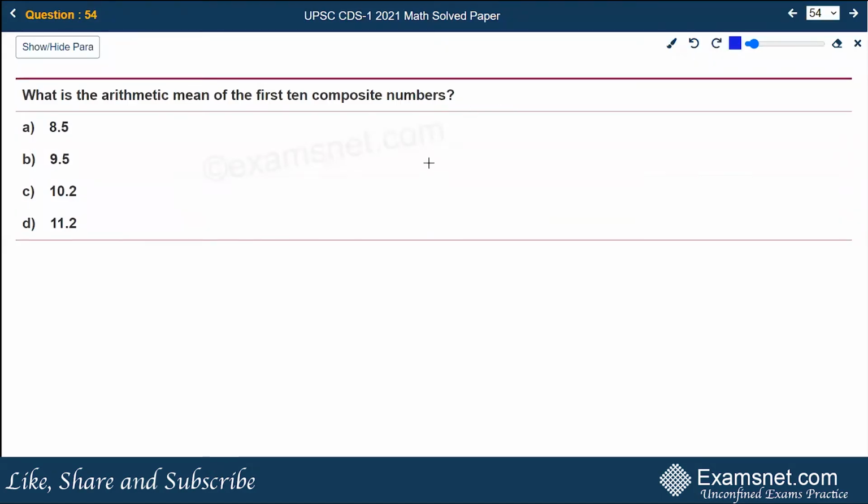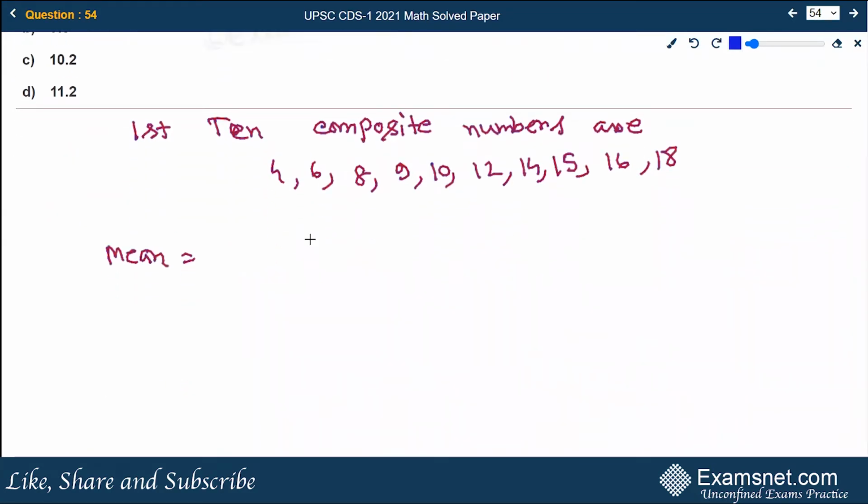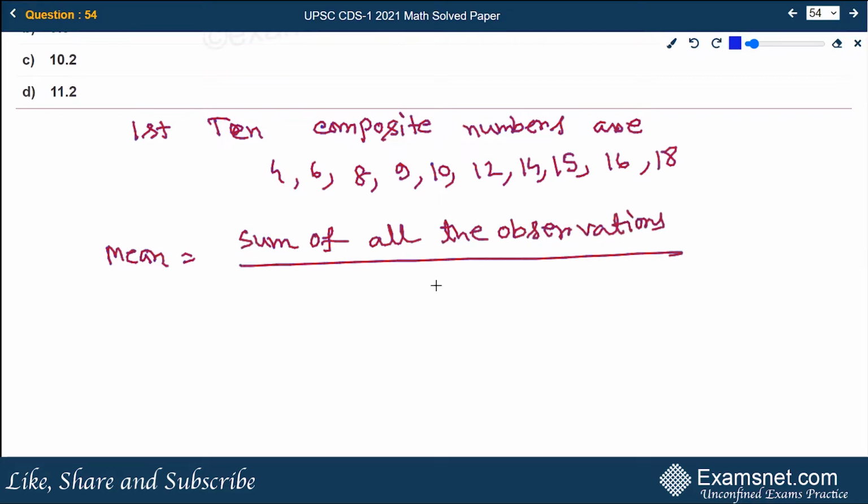In question number 54, we are given: what is the arithmetic mean of the first 10 composite numbers? So the first 10 composite numbers are 4, 6, 8, 9, 10, 12, 14, 15, 16, and 18. Let's find the mean of them. There are 10 observations, correct? So the mean is the sum of all the observations by the total number of observations. That is the formula.